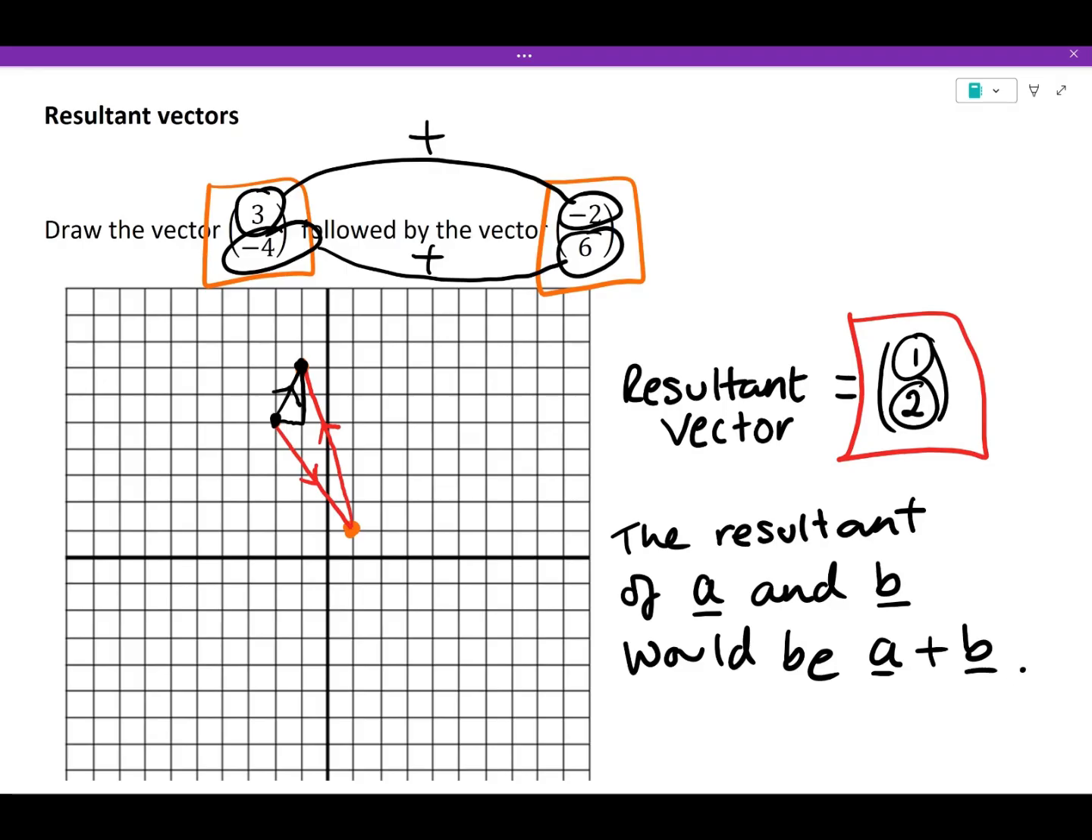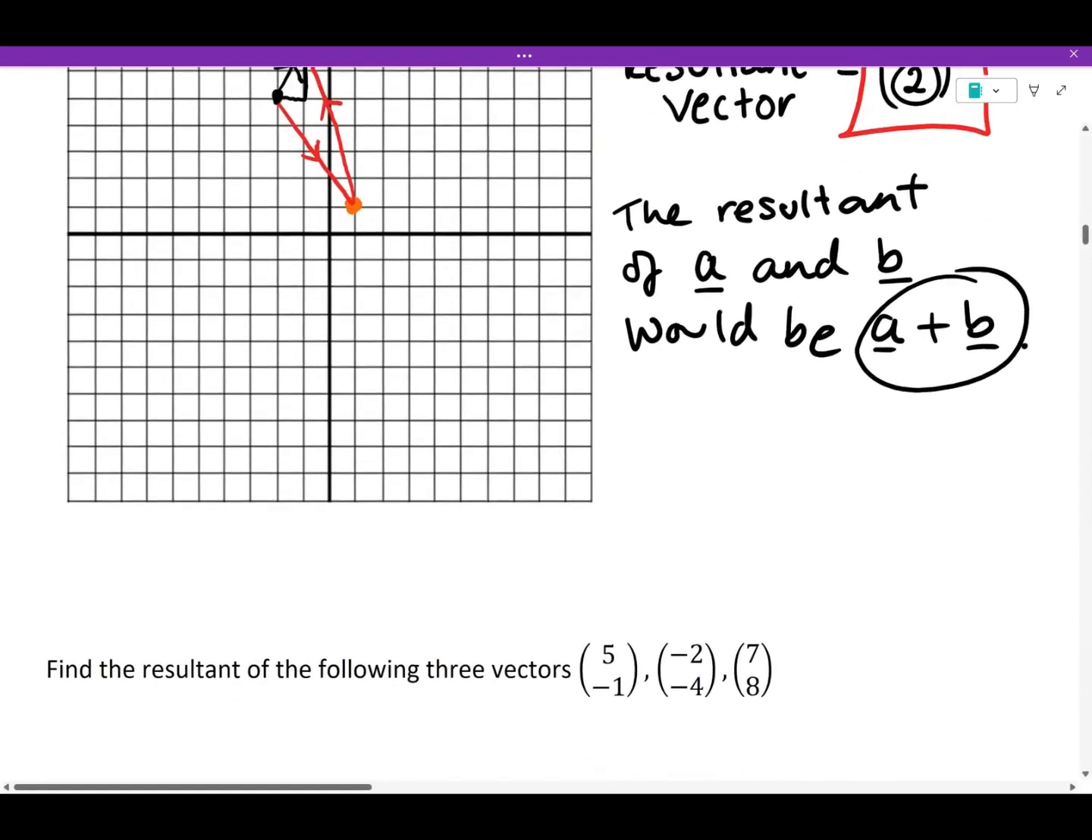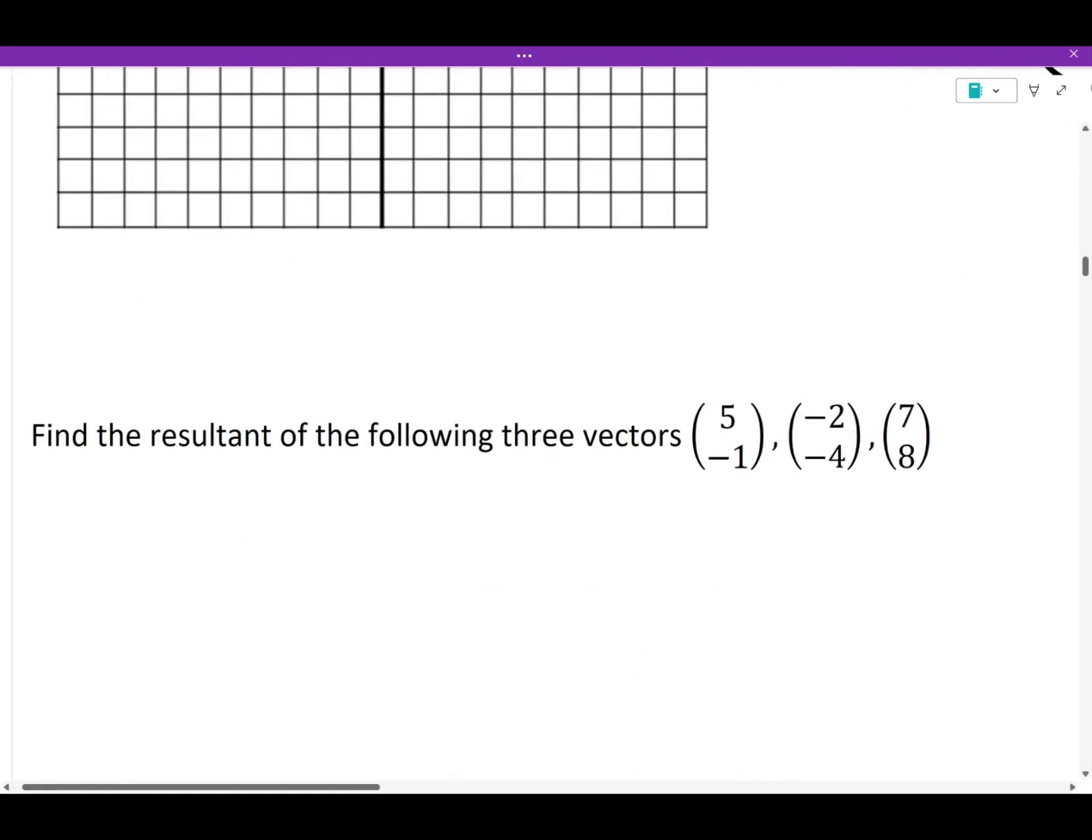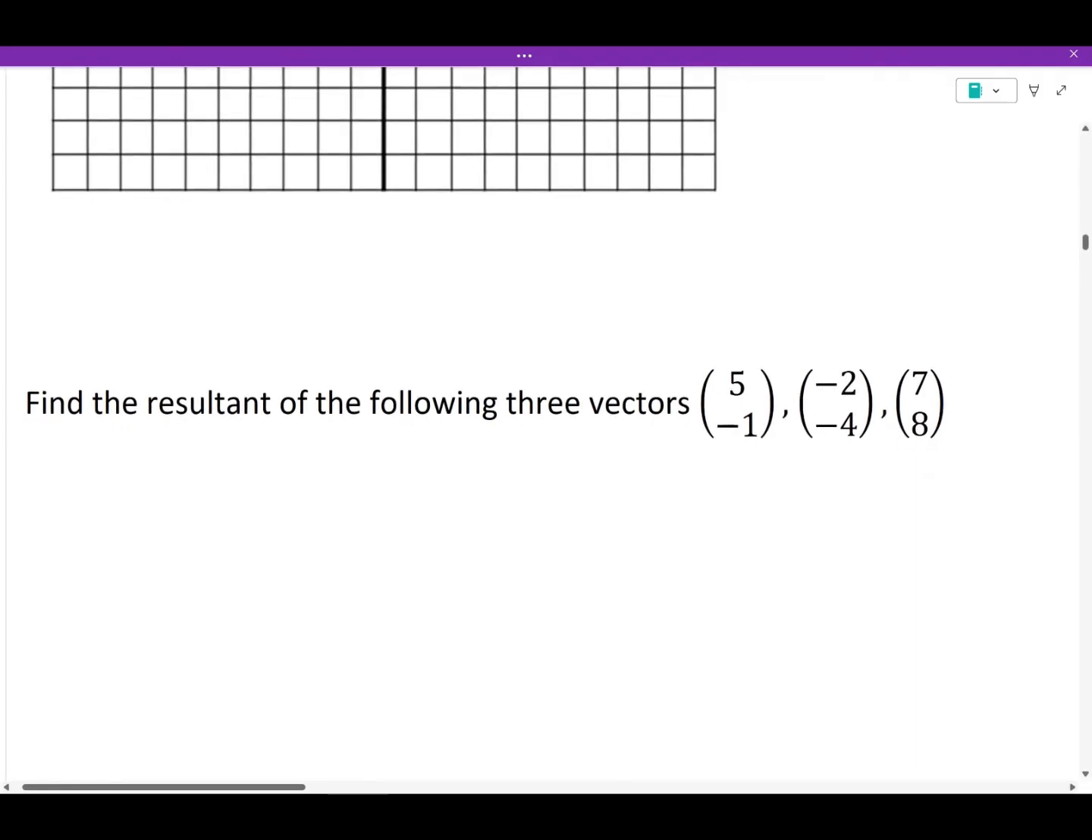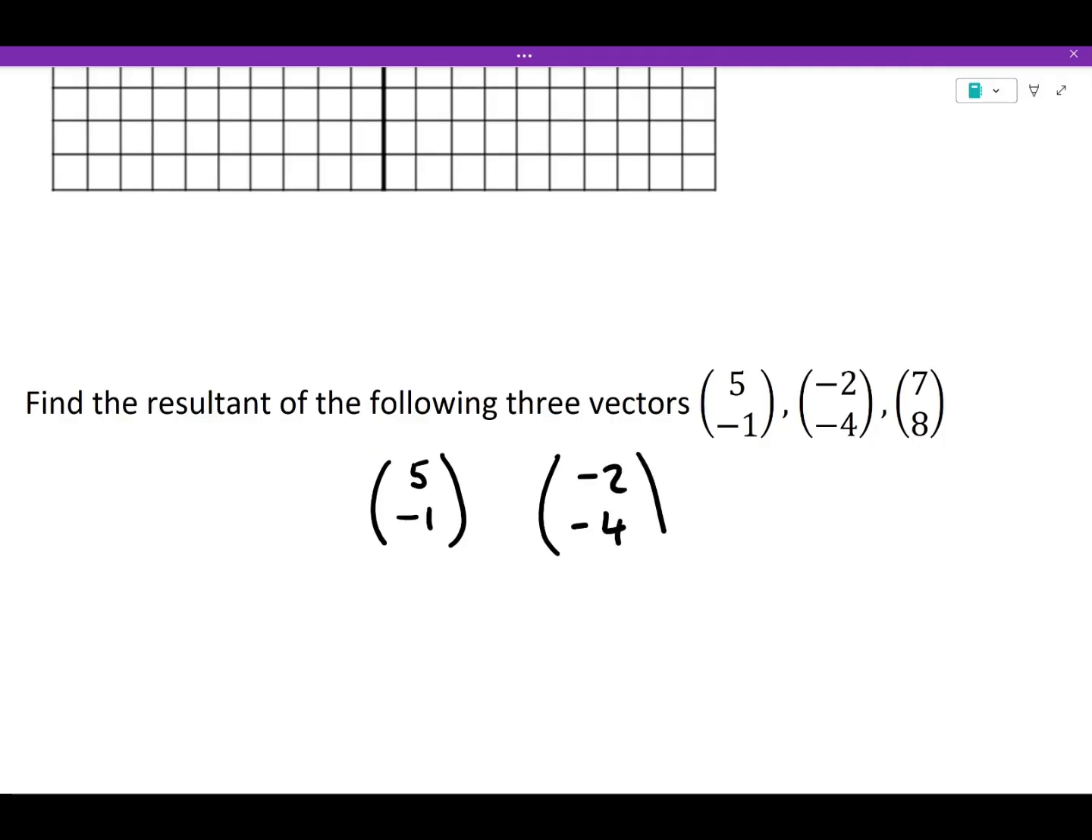So let's have a look at another question where we're going to make use of this idea of adding the vectors to find the resultant. Okay, so we've got find the resultant of these 3 vectors here. So if I want to do this in the quickest way, we don't want to draw things out. What I want to do is take all 3 vectors and we need to add them together. So we'd have 5, -1, -2, -4, and 7, 8. And we just want to add all of these vectors together.